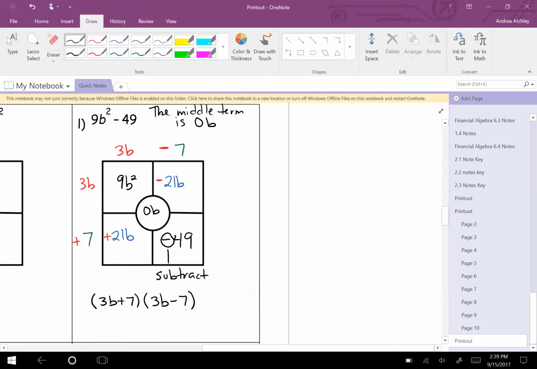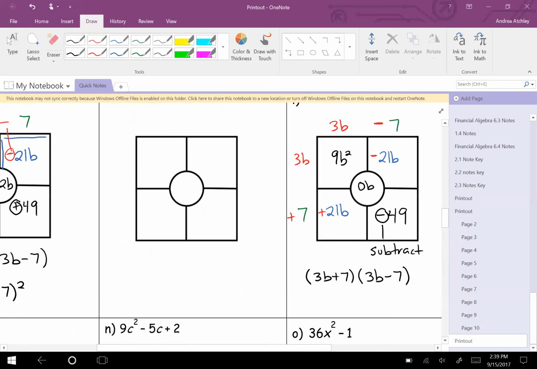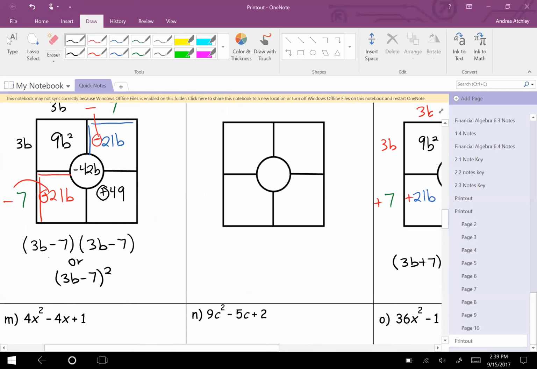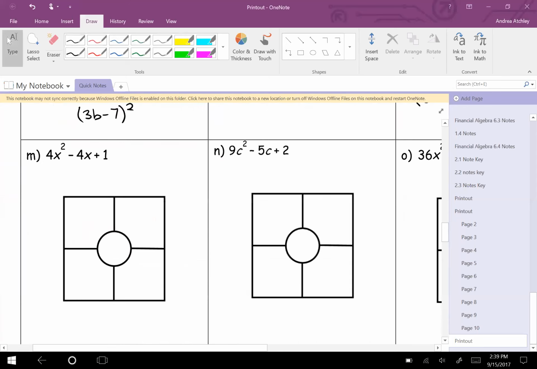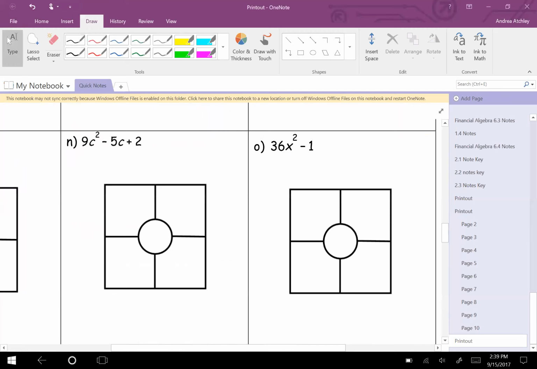This is what we call a difference of squares, because the numbers match, the signs are just different. This was a perfect square because they matched exactly. Okay, we're going to go to n now, because it's another different one.